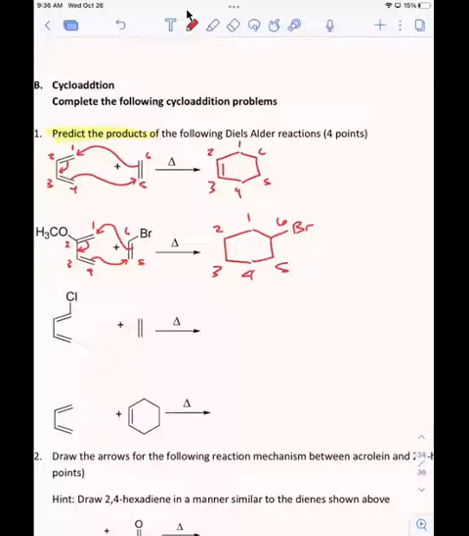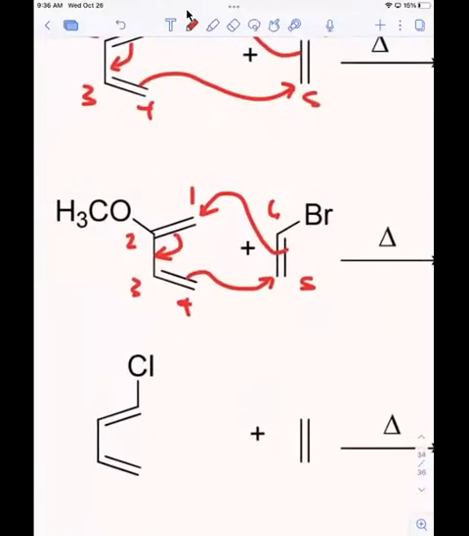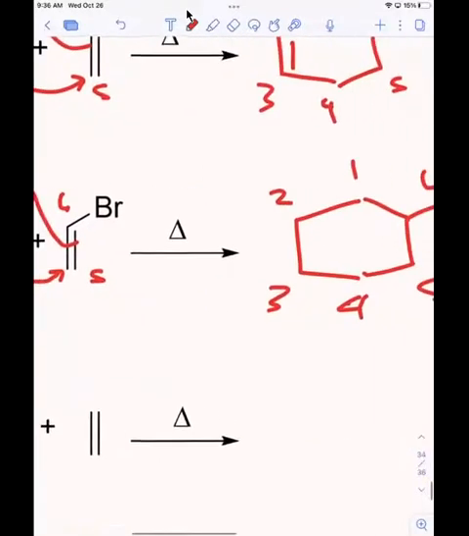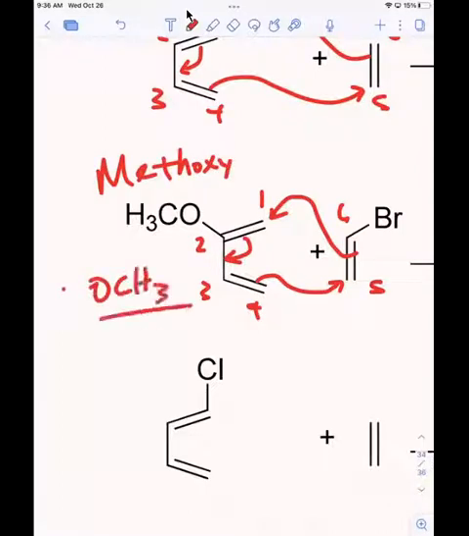What else do I need to put back in? What's on carbon 2? The H3CO. Yeah, so what's the name of that? That's a good question. It's a methoxy. Okay, thank you. It's OCH3. Anytime you see that, we call that a methoxy group. Good question.